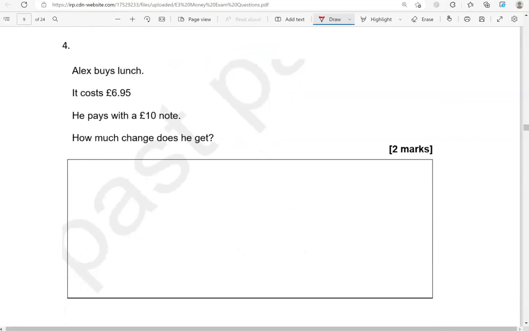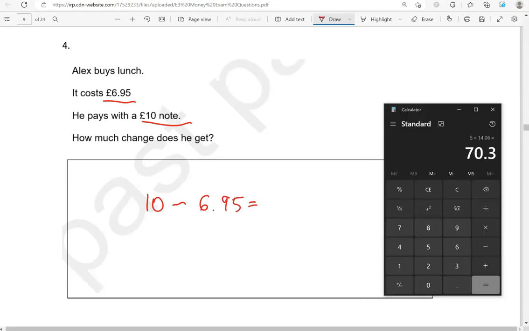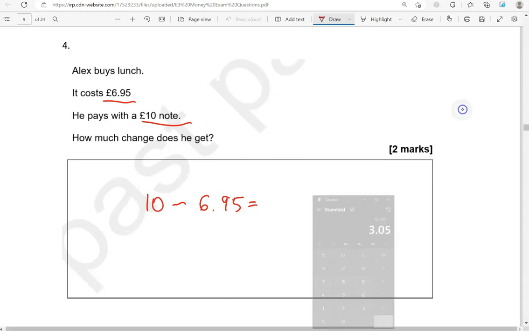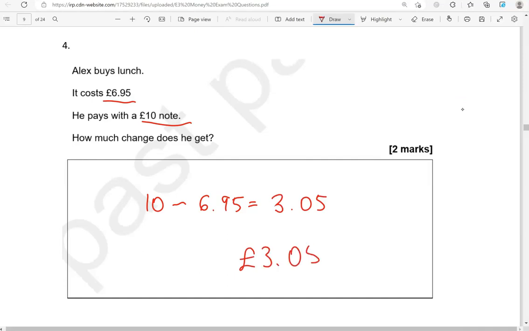Alex buys lunch. It costs £6.95. He pays with a £10 note. How much change does he get? So we're doing 10 take away 6.95. So 10 take away 6.95 gives us 3.05. So this is £3.05.